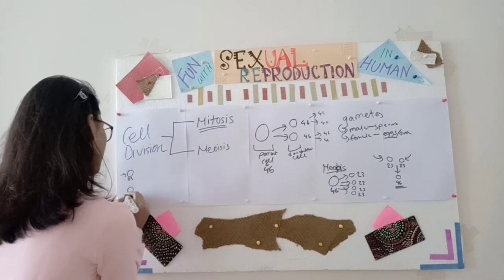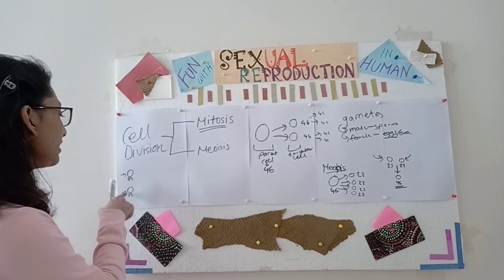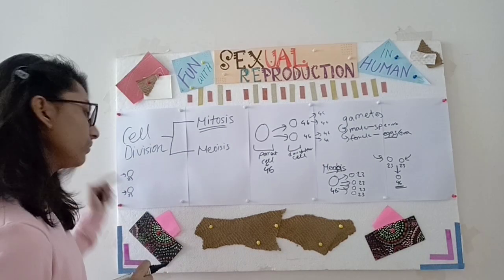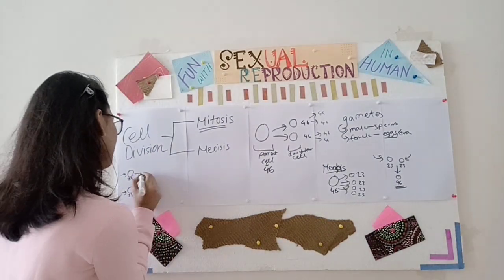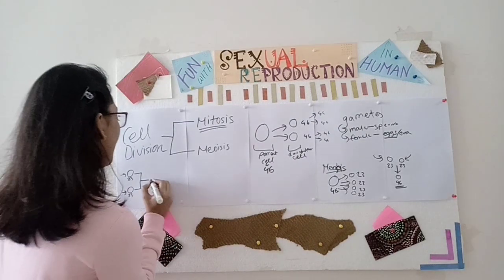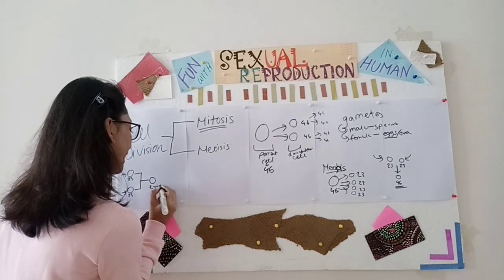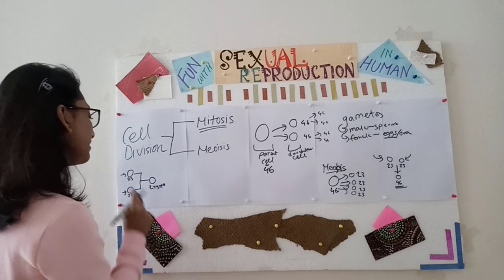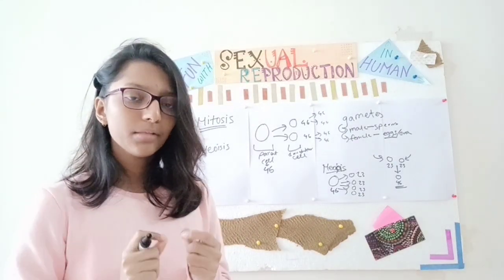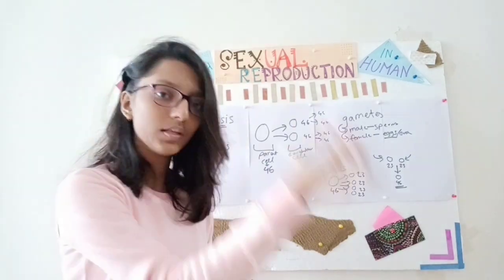So these two cells are formed by the process of meiosis. These 23-chromosome cells are formed by meiosis. These are two gametes. Now when these two gametes combine and produce one single cell, this cell is called a zygote. This combination of two gametes, one from the male body and one from the female body, fusing and producing one single cell.